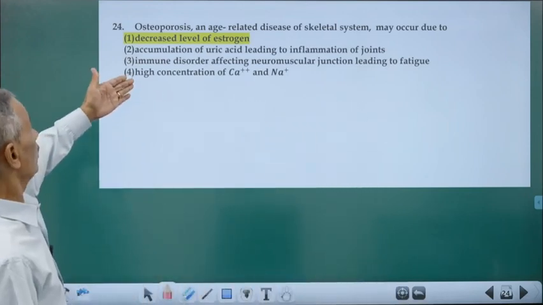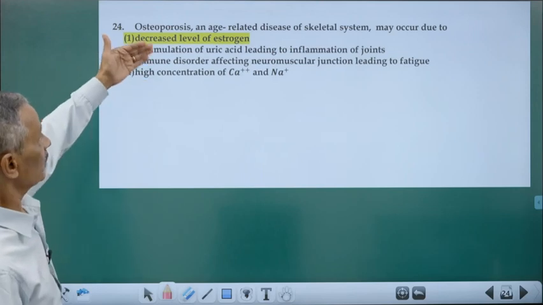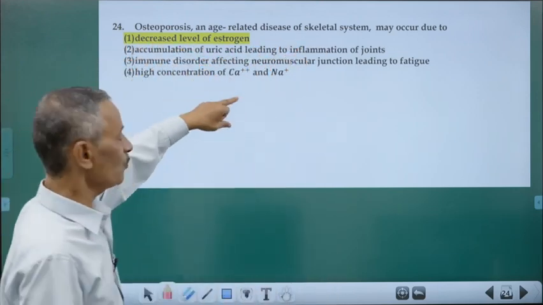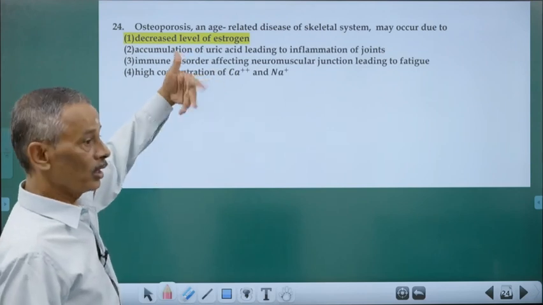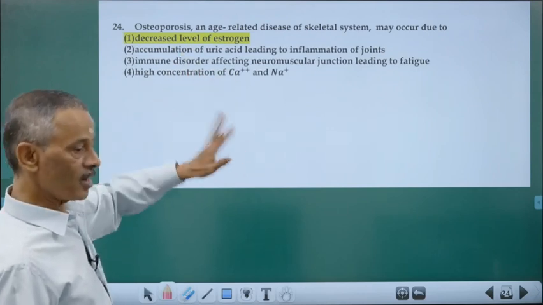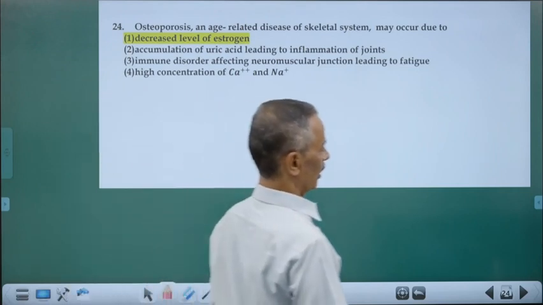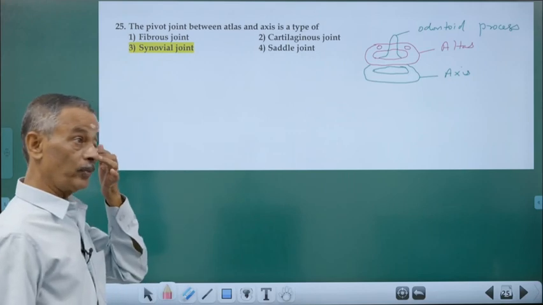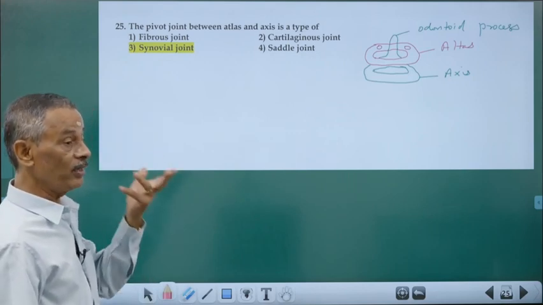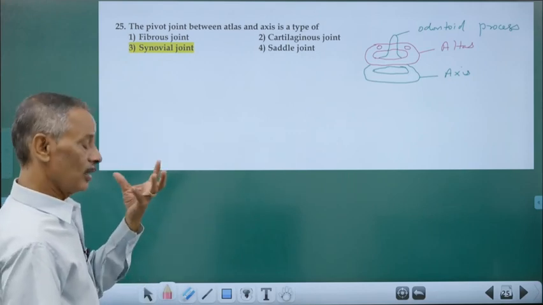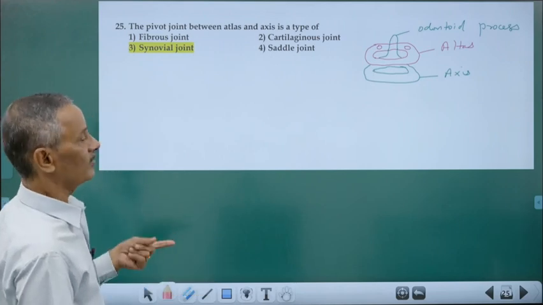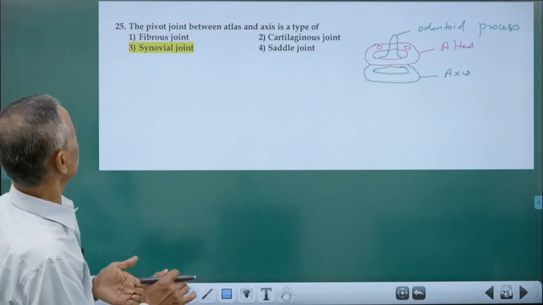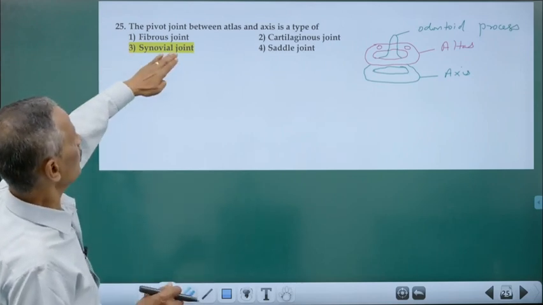Osteoporosis. Just now I told you what osteoporosis is. It is an age-related disease of the skeletal system that may occur due to a decreased level of estrogen. The calcium that was deposited is removed, so the positions the calcium was occupying on the bone become fibroid. They become very thin, with less density, and that condition is called osteoporosis, weakening of bones.